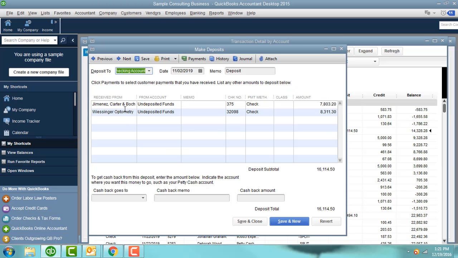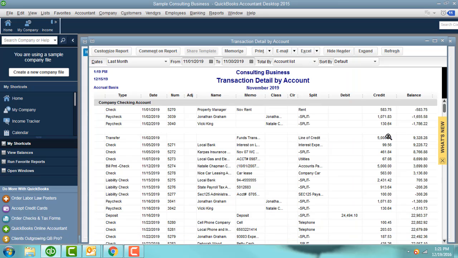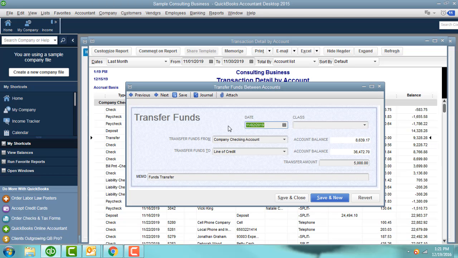It looks like we collected some funds from a couple sales. We collected about $16,000 from Jimenez, Carter, and Brock and this Westchester Optometry. All right, and then it looks like you paid on a line of credit. Now this is a complicated transaction here. You can see they paid $5,000 down on their line of credit. So they paid down on a loan.